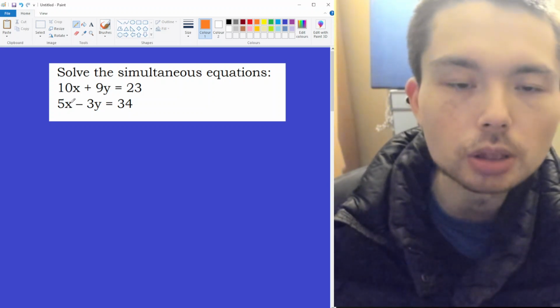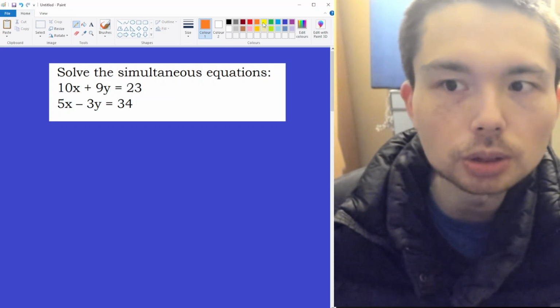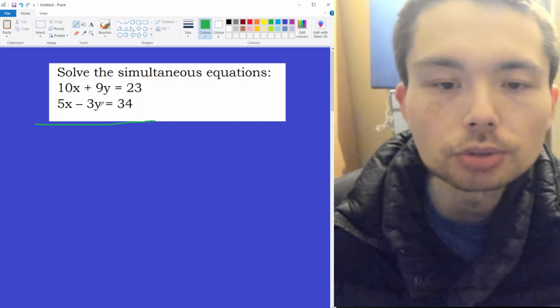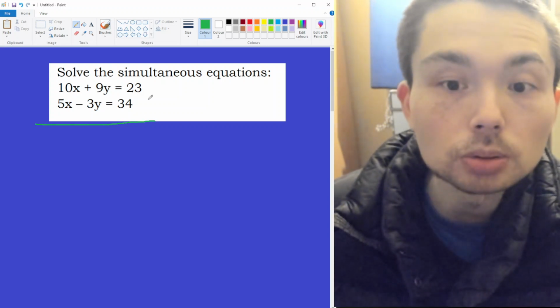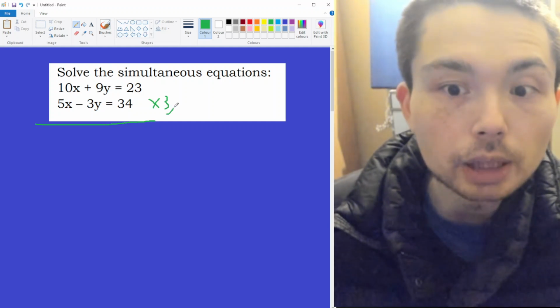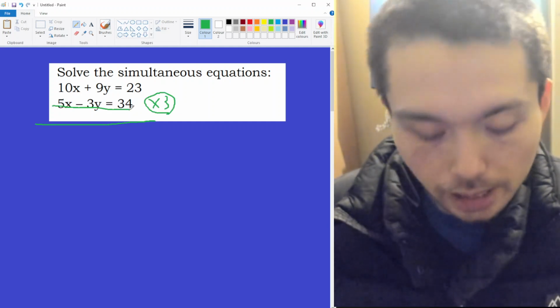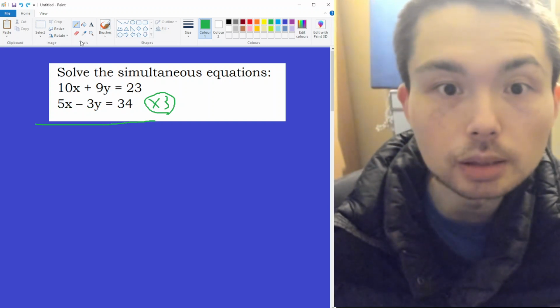I'm actually going to do it the harder way just to show you it will still be the same. Look at the bottom equation, 3y and 9y. We want to times this by 3, so then they match up. Multiply everything by 3 here. The top equation will be the same.